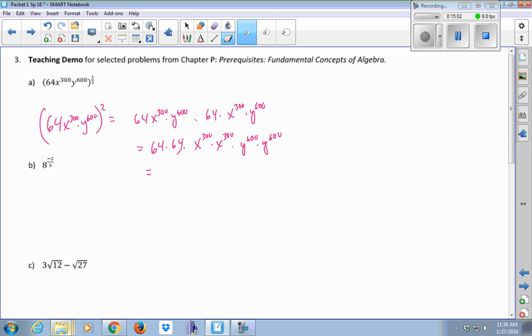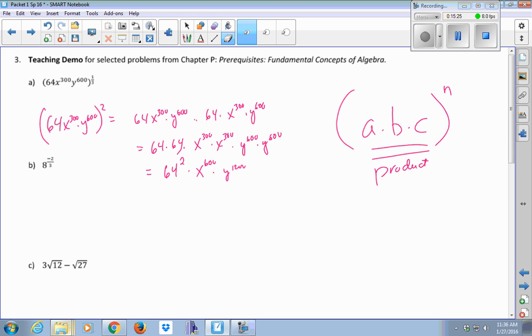And 64 times 64 means 64 squared, right? X to the 300 times x to the 300 is x to the 600. And y to the 600 times y to the 600 is y to the 1200. Okay? So this is the exponent property you're using. You're taking a product, nothing to do with FOIL, it's all multiplication, and you're raising this entire multiplication problem to that exponent. The longer way, which is fine if you don't know how to do it the short way, is you apply that exponent to each one of your factors. So you square the 64, you square the x to the 300, and you square y to the 300. So if you do this out using this property of exponents, it looks like this.